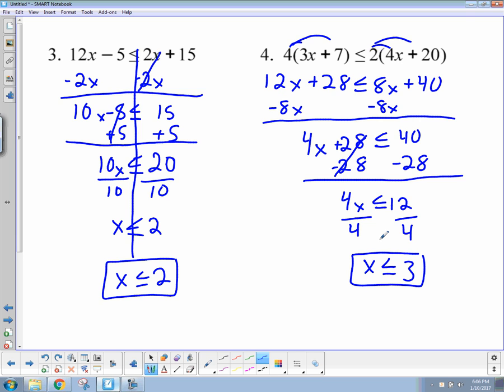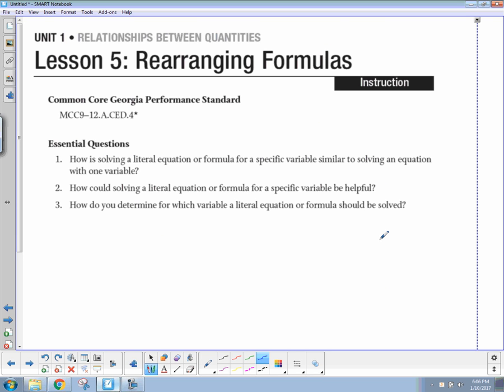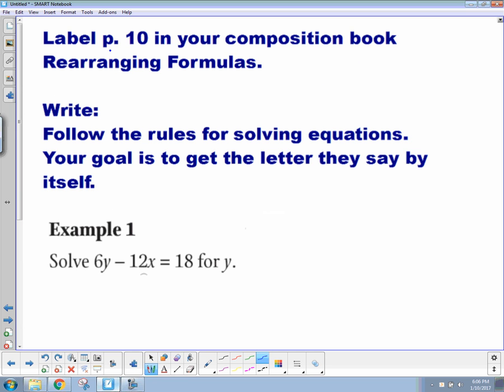All right, we're going to be rearranging formulas. Here's for your composition book, page 10. We're going to write, follow the rules for solving equations. Your goal is to get the letter they say by itself. Again, the title for this page is Rearranging Formulas. So let's look at example 1.